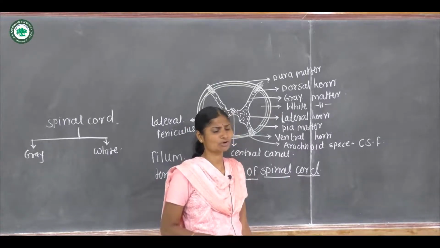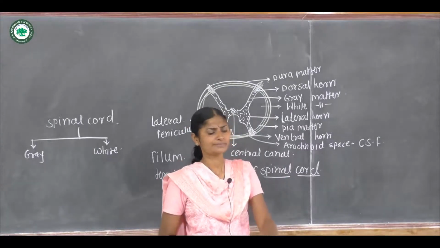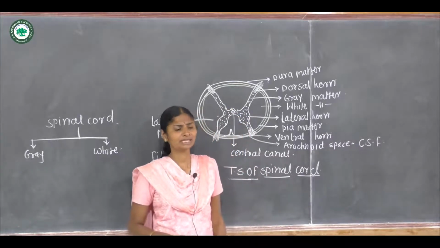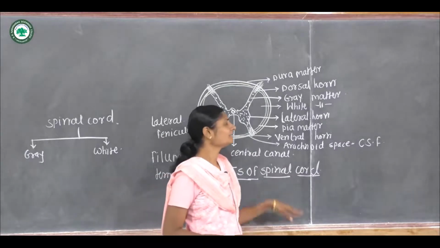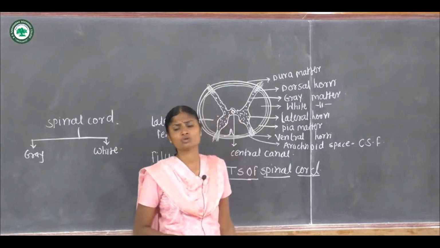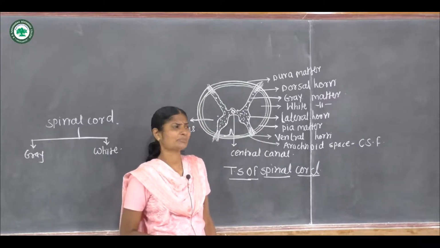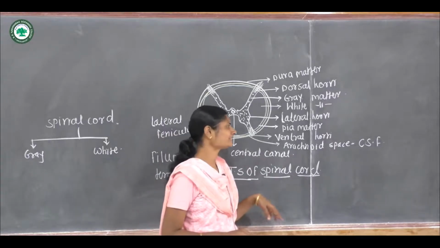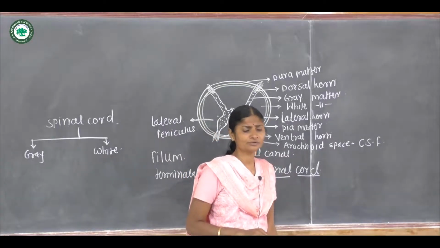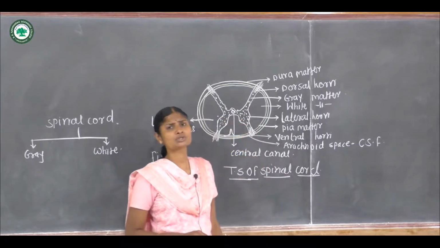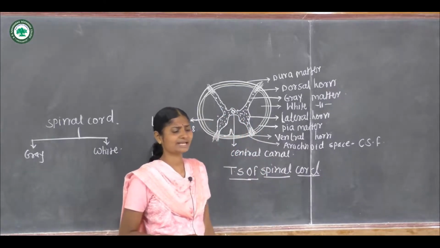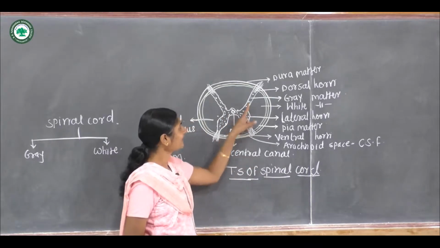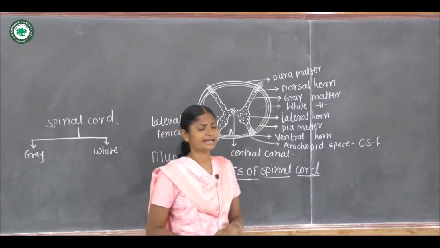Distinguishing characters of the spinal cord: the spinal cord's outer covering or membrane is called the meninges, and these meninges are dura mater, pia mater, and arachnoid mater, and subdural space is present. In the subarachnoid space, cerebrospinal fluid is present. Spinal cord shows two parts, that is grey matter and white matter. Grey matter is present in the central part and white matter surrounds the grey matter.